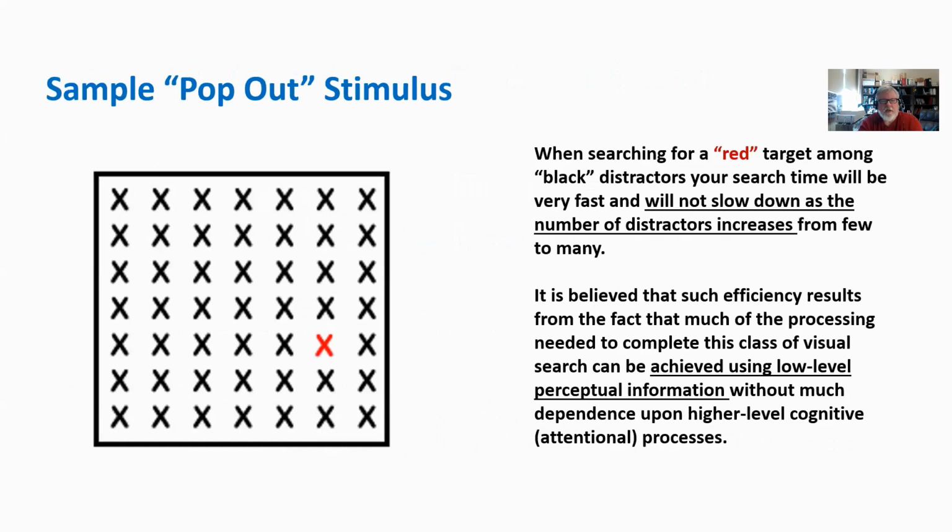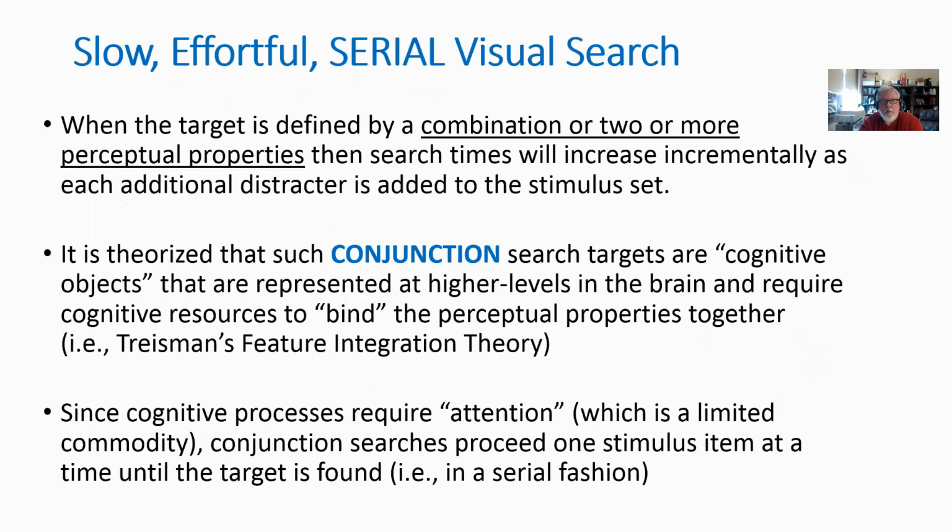You see on the screen here an example of a pop out if the distractors were all black X's and the target was a red X. Based on that color discrimination capability that could be done at low level perceptual information processing instead of requiring higher level cognitive processes, we see this very fast, efficient parallel search. But what about slow, effortful serial visual search?